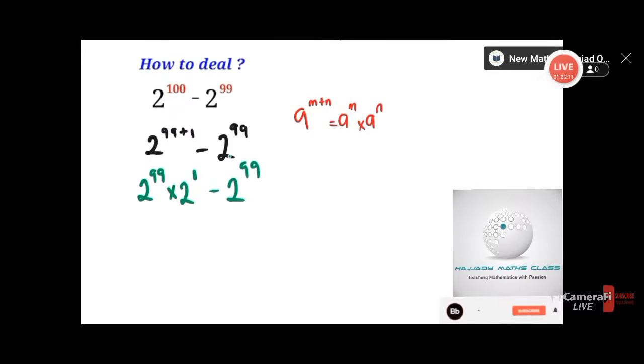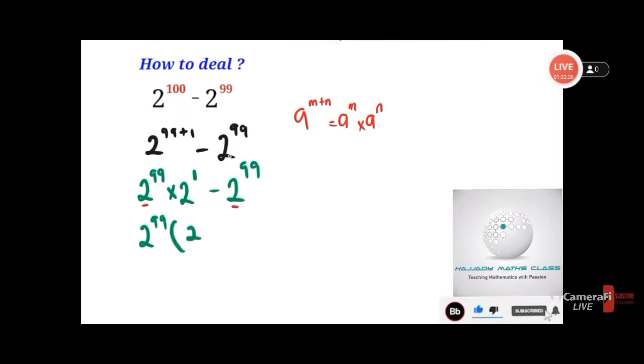So with this, we can factor out 2 to the power of 99, which is common to both terms. So for us to factor that out, we are going to have 2 to the power of 99.